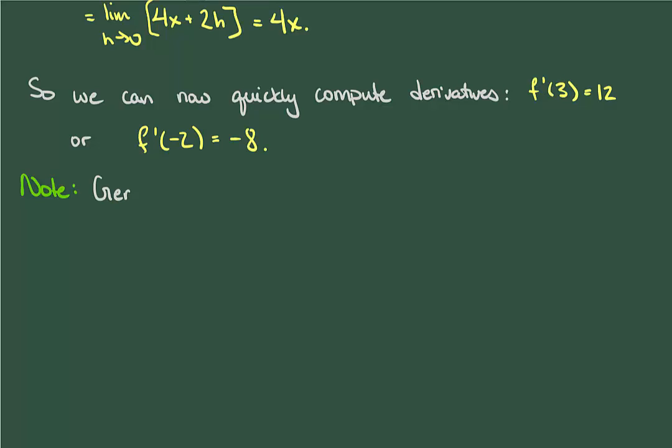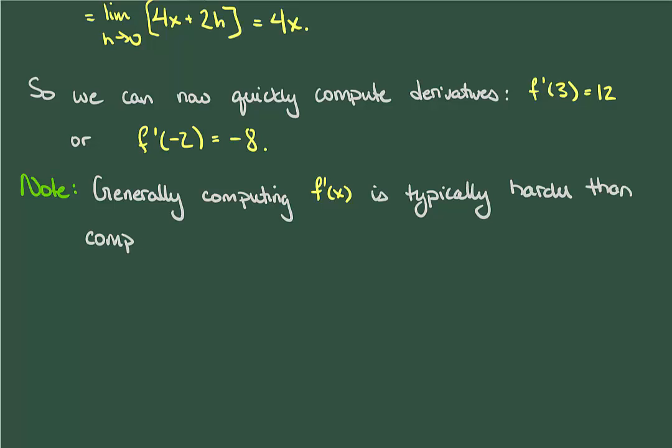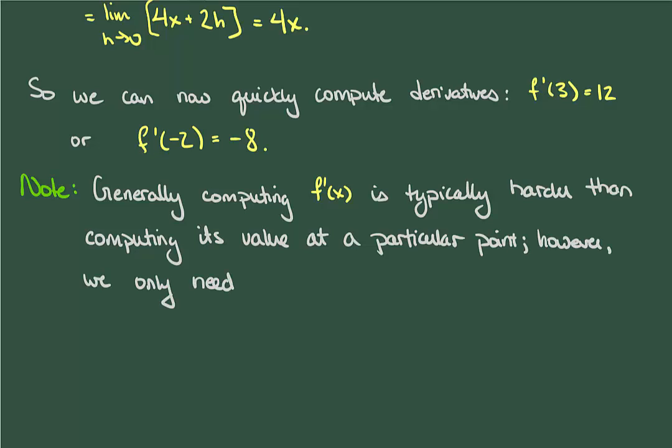Now, as I mentioned above, this calculation is generally a little bit harder than computing the derivative at an individual or particular point. However, the benefit is that we only need to do this calculation once, and then we can evaluate the derivative just by evaluating a function. Okay, let's do a harder example.